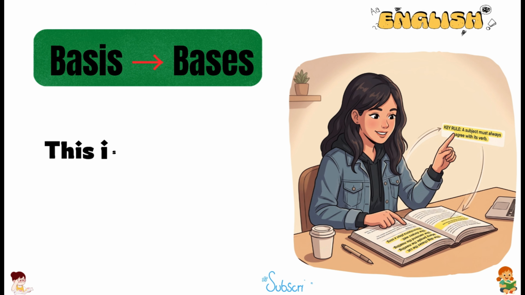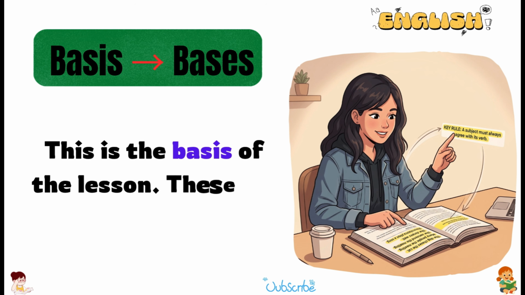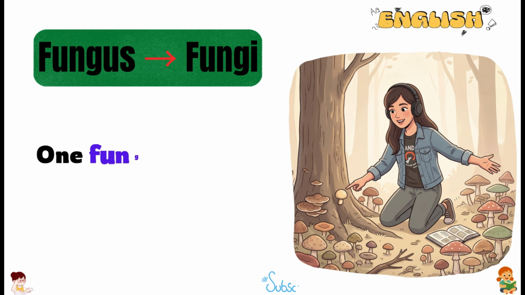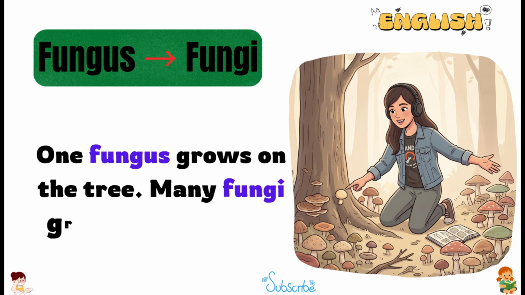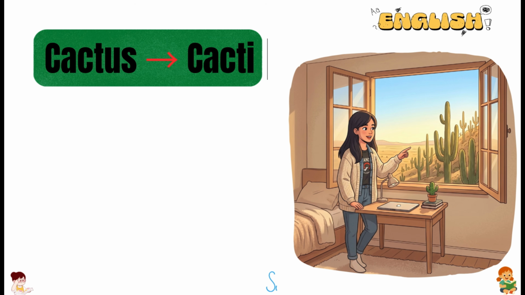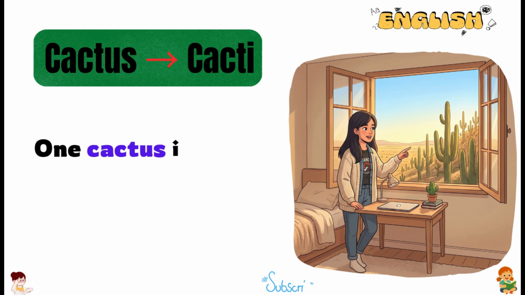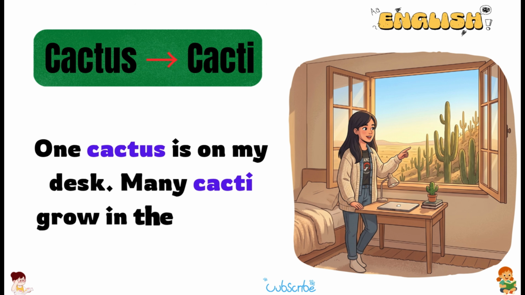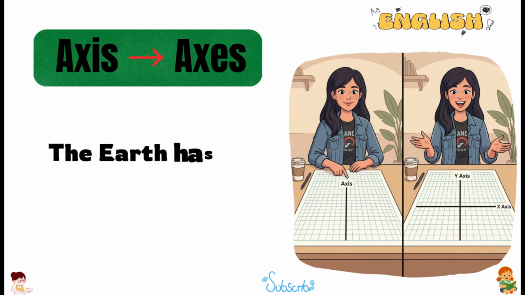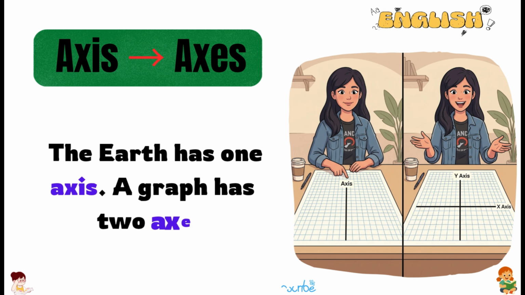Basis, bases. This is the basis of the lesson. These are the bases of learning. Fungus, fungi. 1 fungus grows on the tree. Many fungi grow in the forest. Cactus, cacti. 1 cactus is on my desk. Many cacti grow in the desert. Axis, axes. The earth has 1 axis. A graph has 2 axes.